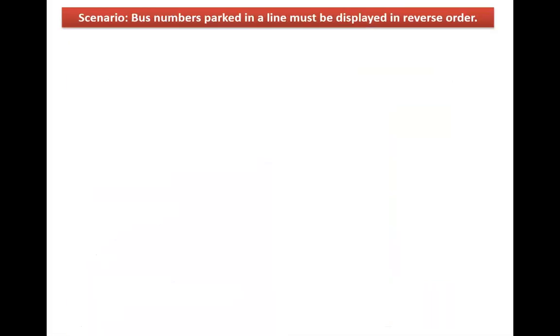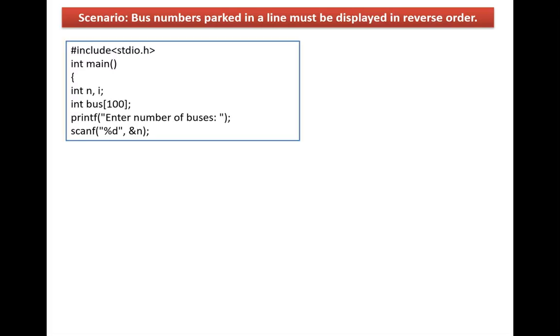Number 2, the scenario reads like this. Bus numbers are parked in a line and these numbers have to be displayed in reverse order. So how should you solve this problem? There is an array which has a set of bus numbers. You have to print the bus numbers in reverse order, starting from the last to the first. How should I write the code?